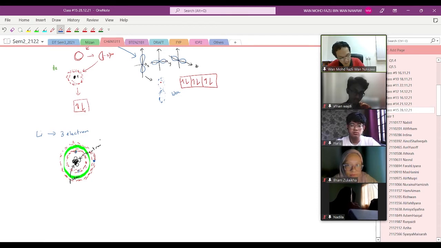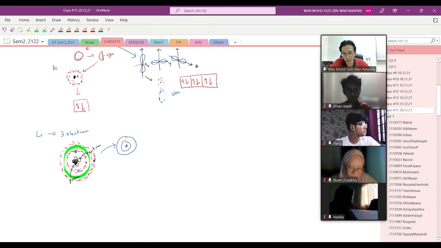That's why when you make it simple, you see something like this. When you learn in high school and so on, normally they draw something like this. It's much simpler. So that's about lithium.